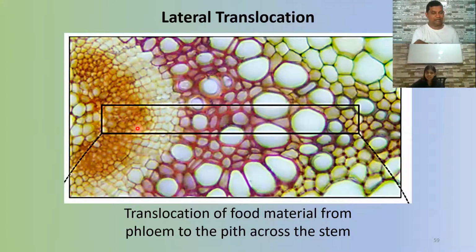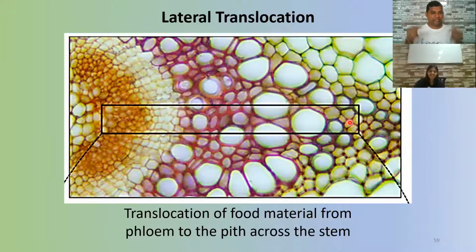Same way, in the stem there is a lateral translocation of food from the phloem to every other part of the stem. Stem का cross section. Here you can see this portion is the phloem tissue. Phloem tissue को पार करते हुए you can see bundle sheath cell, pericycle, endodermis, cortex.